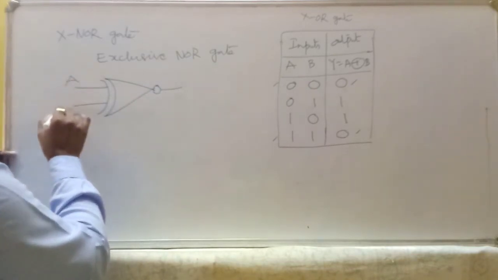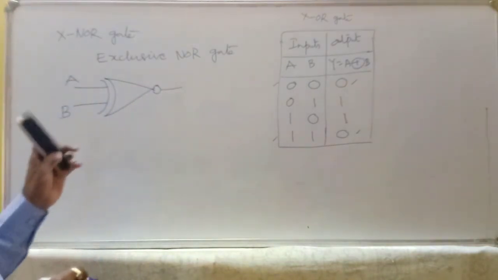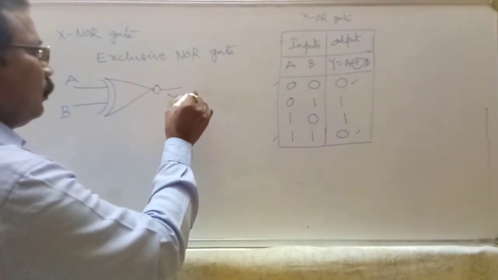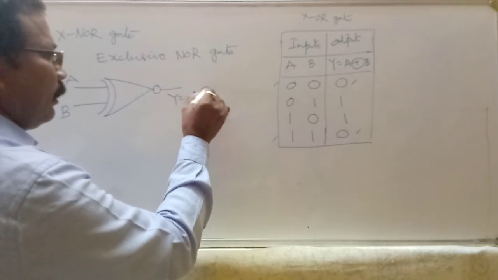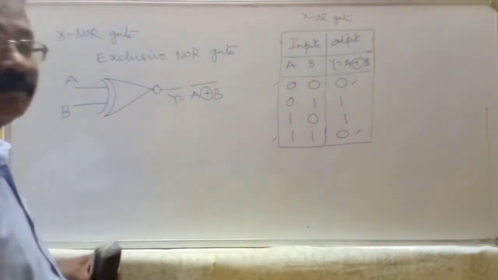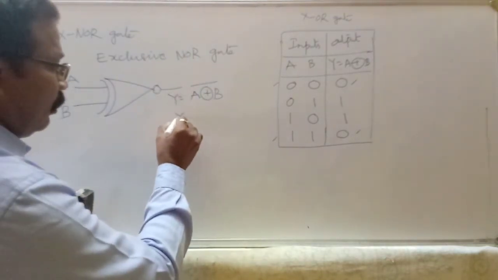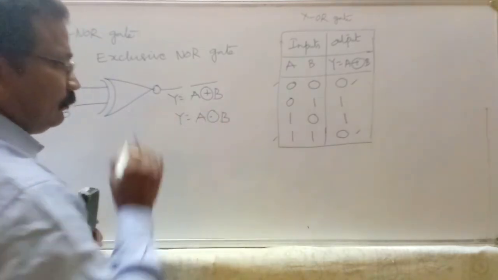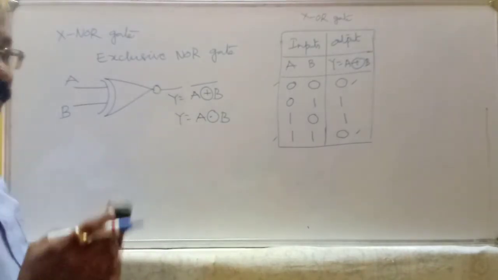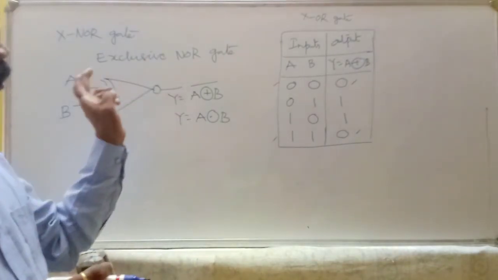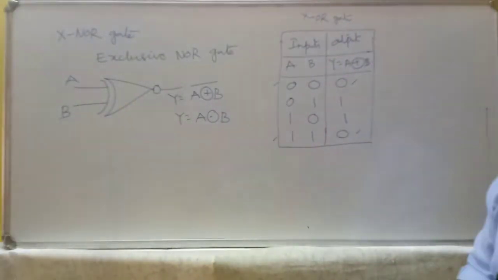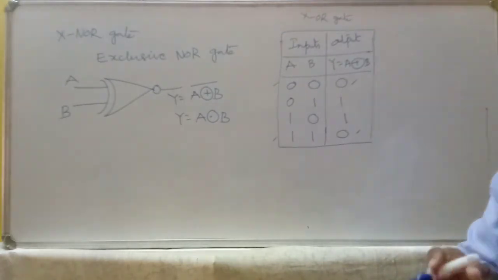Here A and B are the inputs. What is the output? Y is equal to A XNOR B. Both are the same. This XNOR gate is the complement of the XOR gate. Here, what is the XOR gate behavior? It is like this, that was discussed earlier.